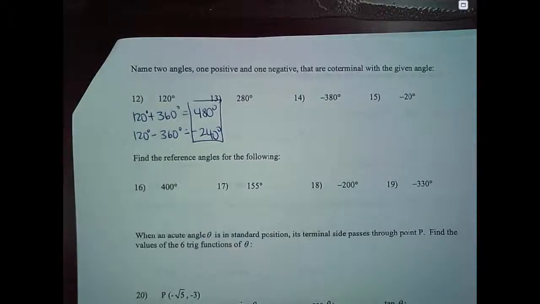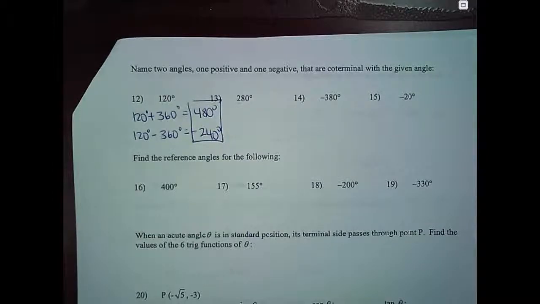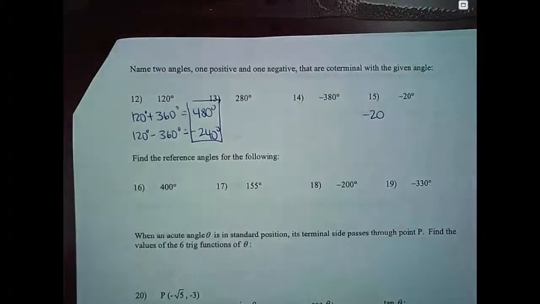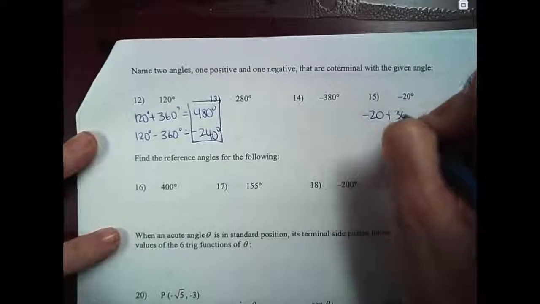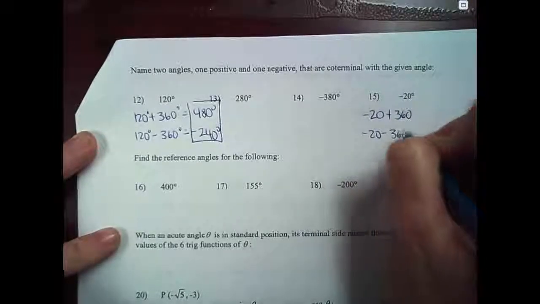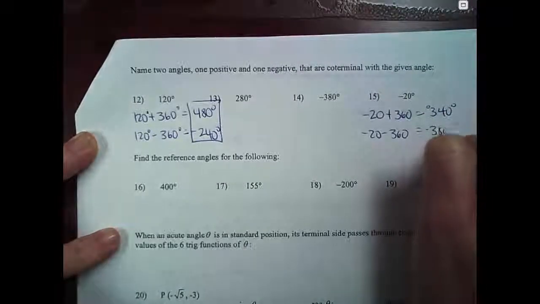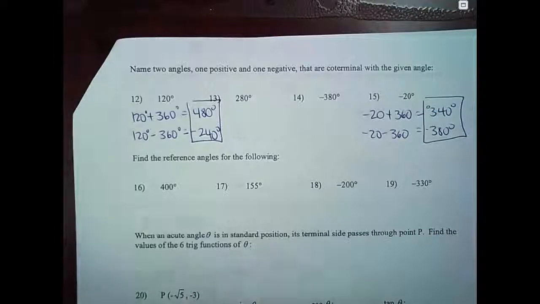Now go to 15. We have time to go to 15 now. Skip over to 15. 2 angles, one positive and one negative coterminal angle. No, a different one. The one that said coterminal. So negative 20 plus 360 and negative 20 minus 360, which is 340 and negative 380.